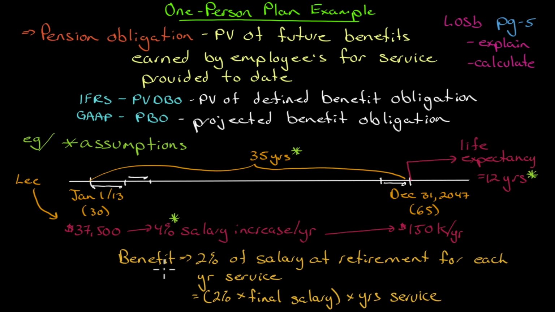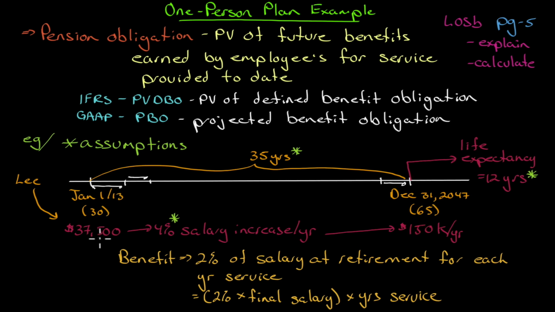The benefit that Lee will be getting is 2% of his salary at retirement. At retirement, he'll get 2% of his salary for each year of service. And so it'll be 2% of the final salary times the years of service. Now, you'll see a little bit of an issue here, and this is a sort of a debate in accounting for this. Some people say, well, listen, he only made 37.5 here. If he quits here, if he stops right here, we're not going to give him 2% of 150.